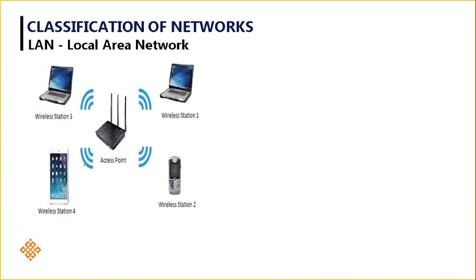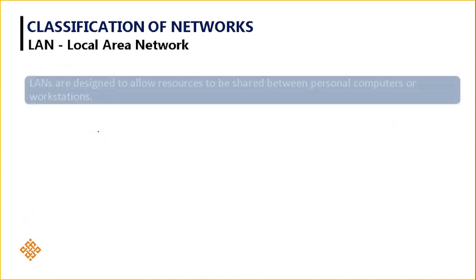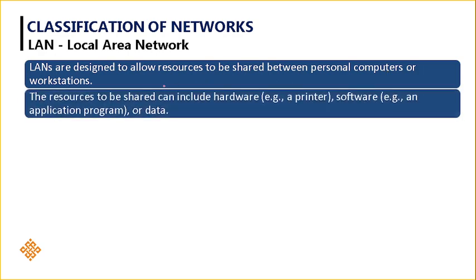These are some wireless examples where you can see there is a Wi-Fi access point where a number of devices are accessing or communicating via this access point. And this is one more example. These local area networks are designed to allow resources to be shared between personal computers or workstations. The resources to be shared may be a printer, any software, an application, any information, or any data. So this LAN will mainly help for sharing the information.